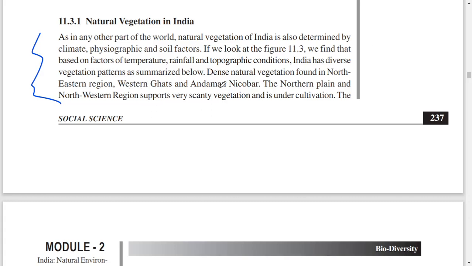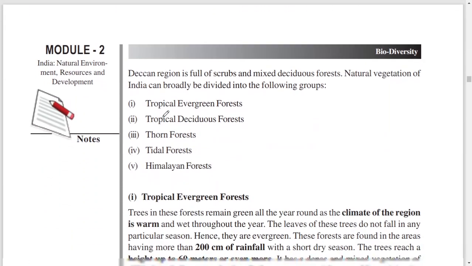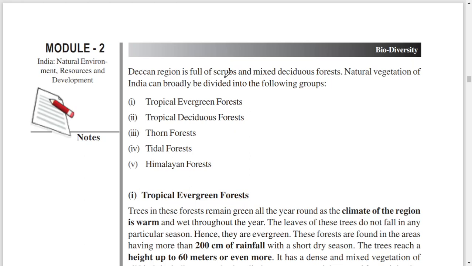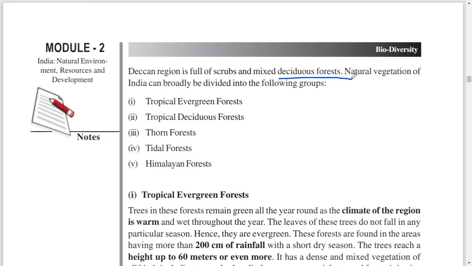Western Ghats and Andaman Nicobar, the northern plains and northwestern region suffers very scanty vegetation and is under cultivation. The Deccan region is full of scrubs and mixed deciduous forests. Deciduous forests are those forests where the trees shed their leaves once in a year. It's called deciduous forests. Sal and mahua are examples of deciduous forest trees. Natural vegetation of India can broadly be divided into these groups.